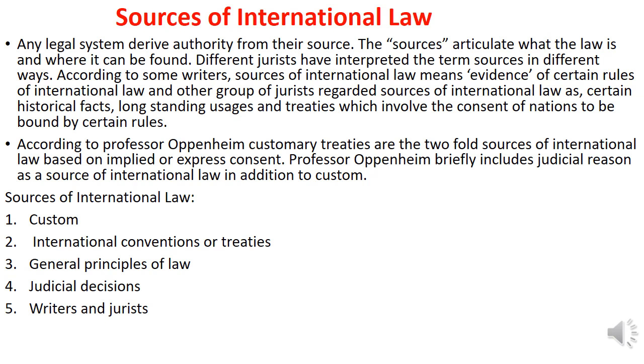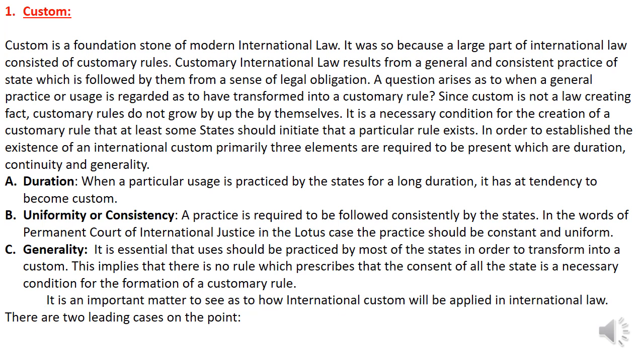So let us learn some of the sources. Custom, international conventions or treaties, general principles of law, judicial decisions, writers and jurists are some of the sources of international law. Custom is a foundation stone of modern international law. It was so because a large part of international law consisted of customary rules.